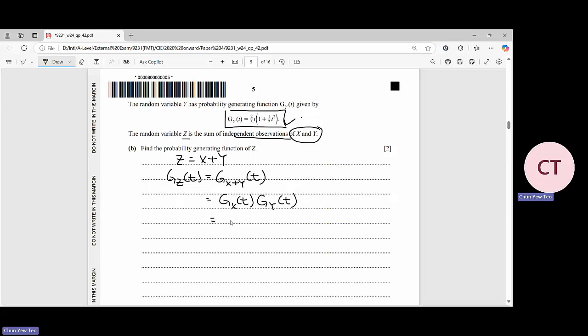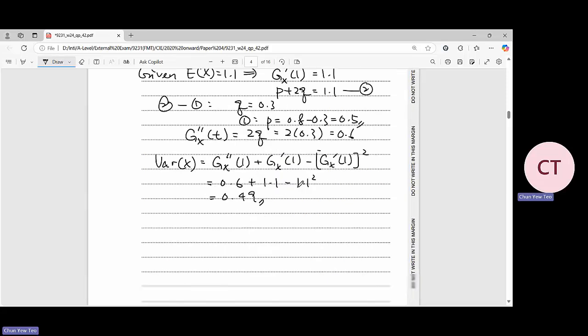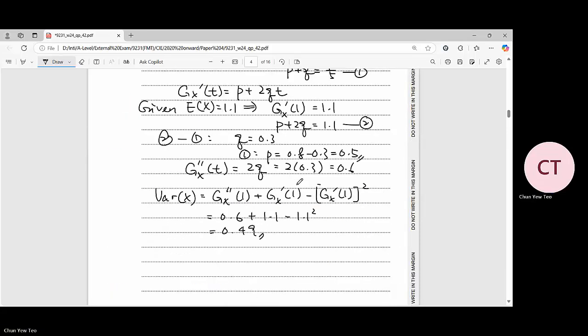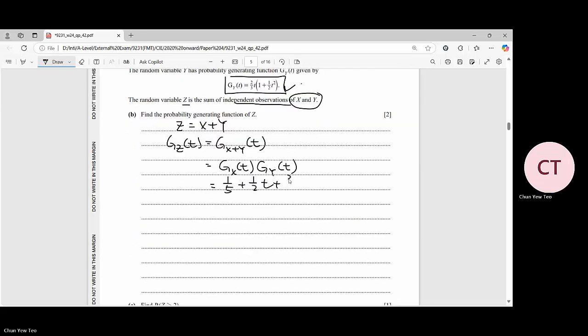My G of X of t just refers to the answer from the beginning of the question, which is 1/5 plus pt plus qt squared. But we already found that p is half, and q is 0.3, 3/10. Multiply this.